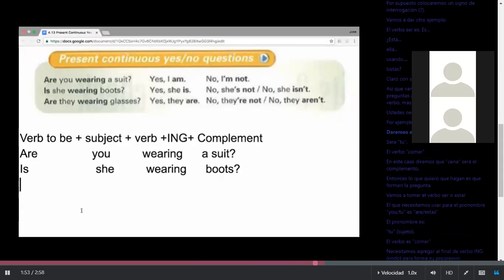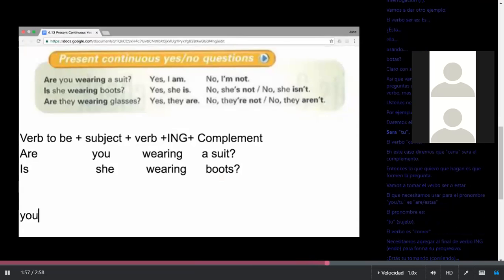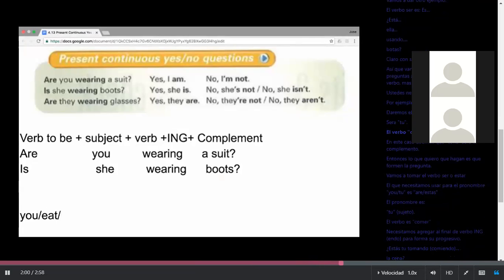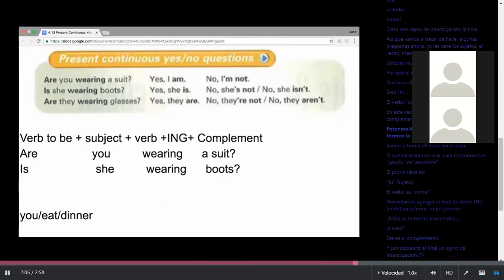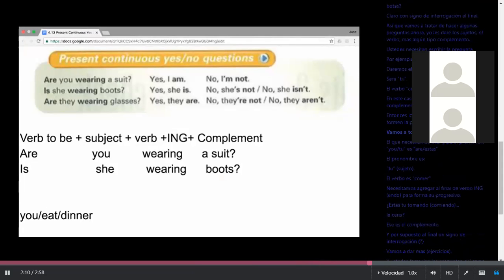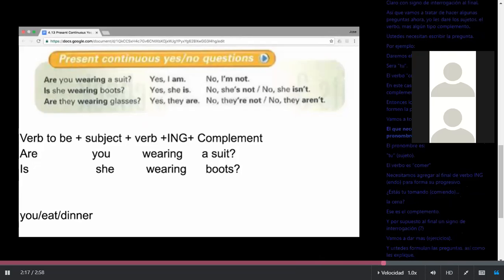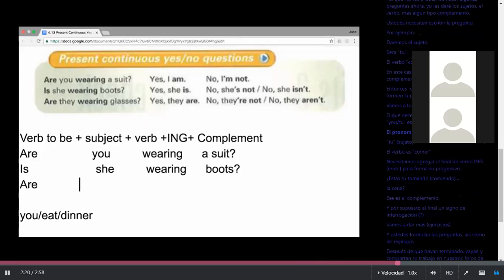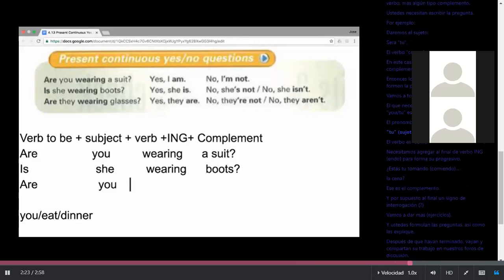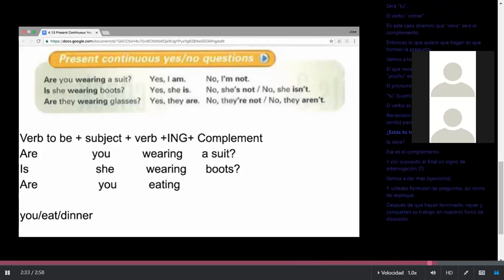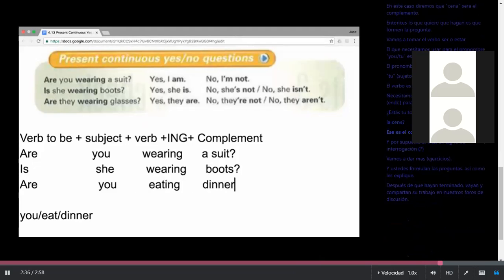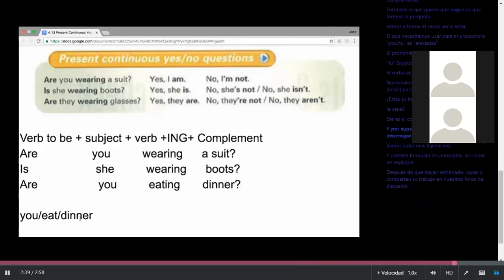I'm going to give you the subject, which will be you, the verb eat, and in this case I'm going to say dinner is the complement. So what I want you to do with that is to form a question. So let's take the verb to be is the one that we need to use. So for the pronoun you, you're going to say are. The pronoun is you, or the subject. The verb is eat. We need to add ing to that to form it into a progressive form. Are you eating dinner? It's the complement. And of course, add the question mark there.